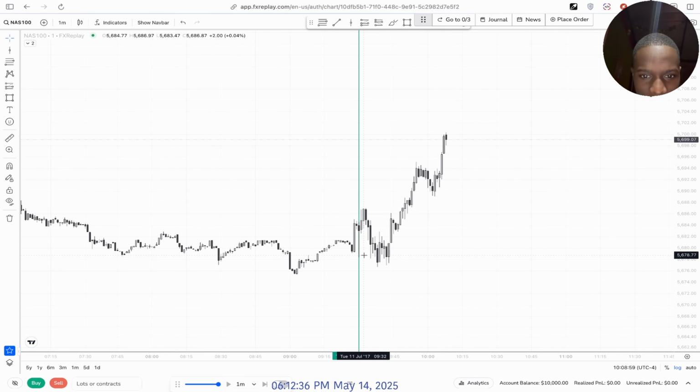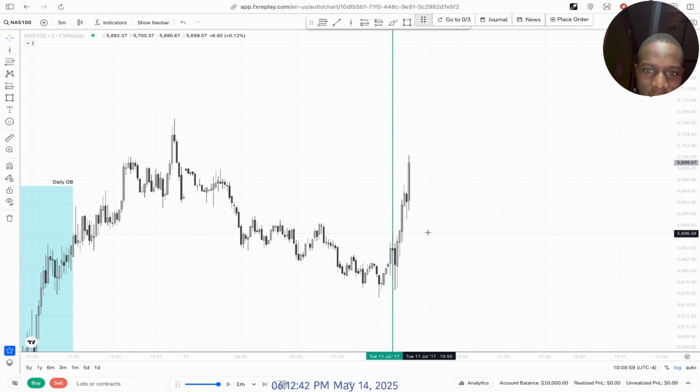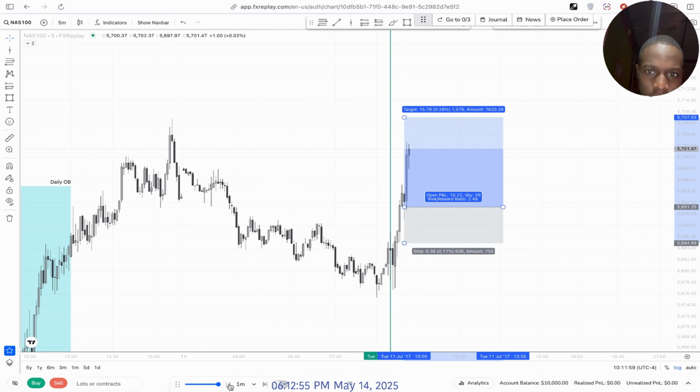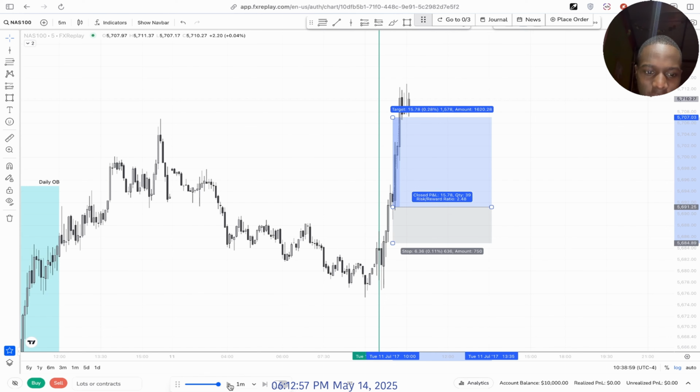Keep in mind we're on the 5 minutes. If you go in the 1 minute, you can see that there are many other presented fair value gaps. So on my time frame, this is the first one, and this is the one I will enter from, and we'll target this one first of all, which will be a stop loss here. And my target is this. Again, TP hit.